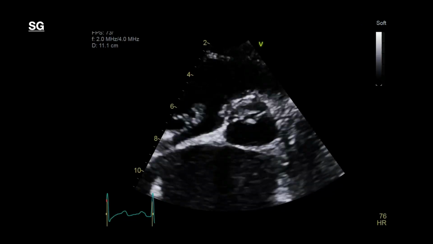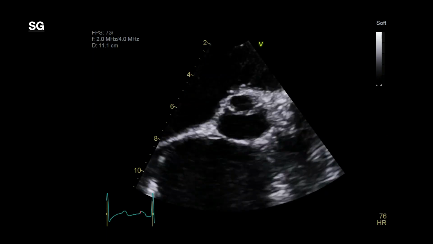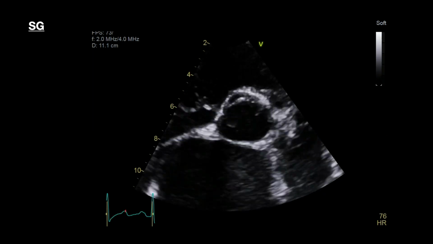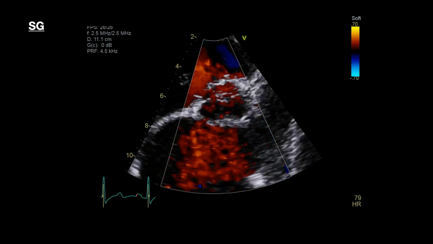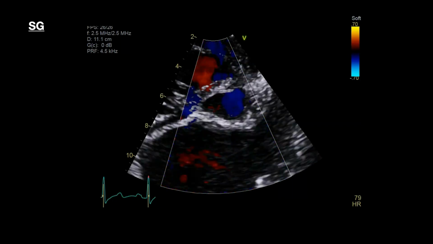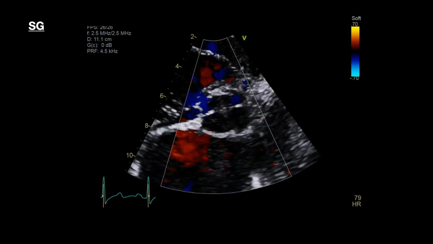Zooming in on the aortic valve to really make sure that there's 3 leaflets and that they're opening and closing. And then colour over the valve, looking for AR. And there isn't any.